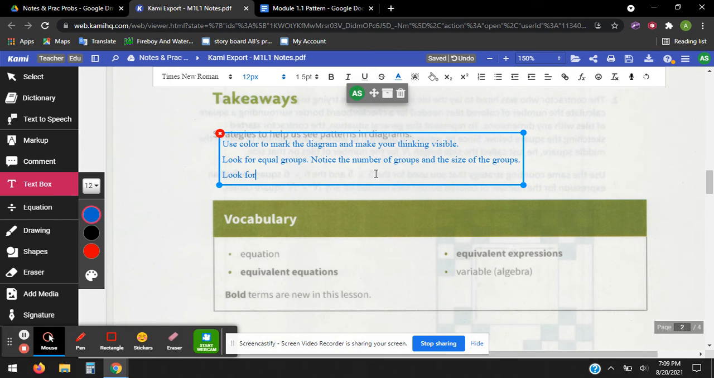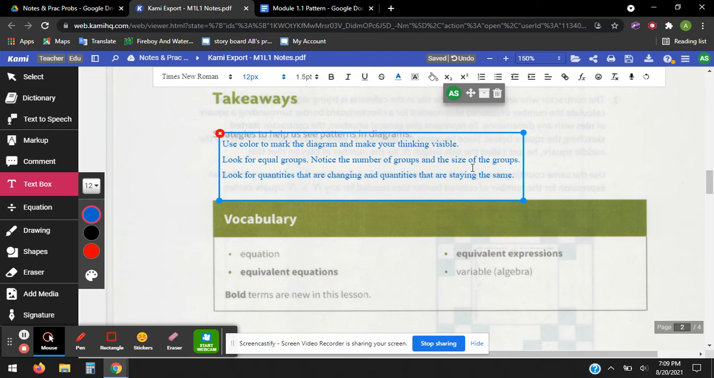Part of that, you look for quantities that are changing and quantities that are staying the same. So just like I was saying in this one, looking for equal groups, I also looked to see which part was changing, which wasn't. Those four corners were never changing, but length and width in those were changing. So I did different colors for each of those because one was staying the same, one was changing. And the last one, what did we look for? We were looking for areas.